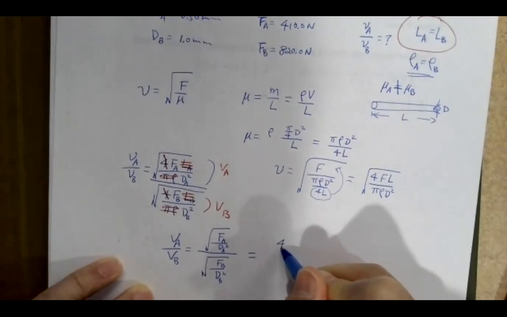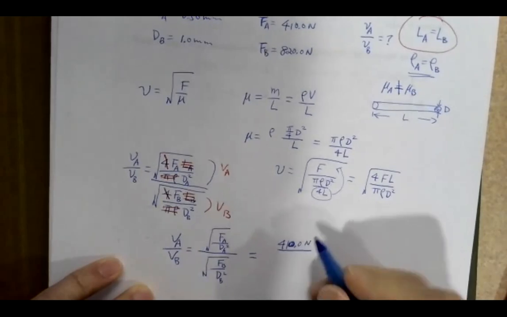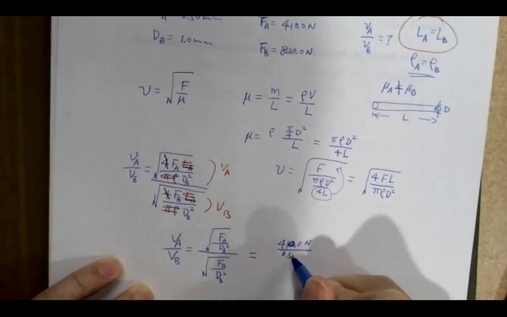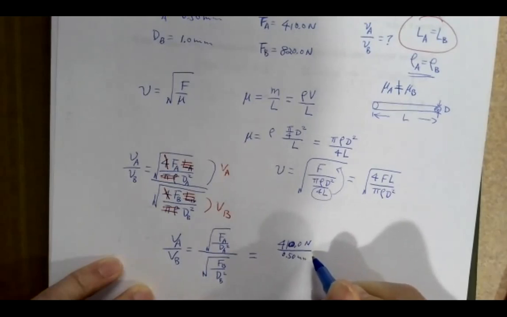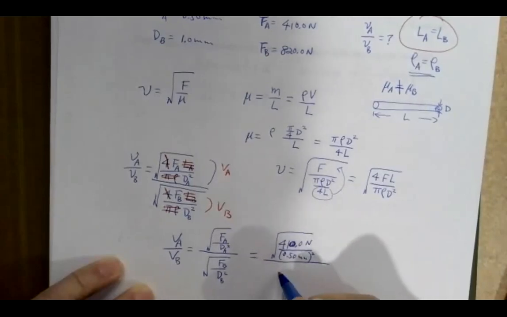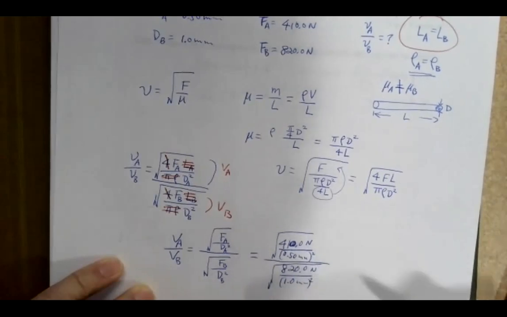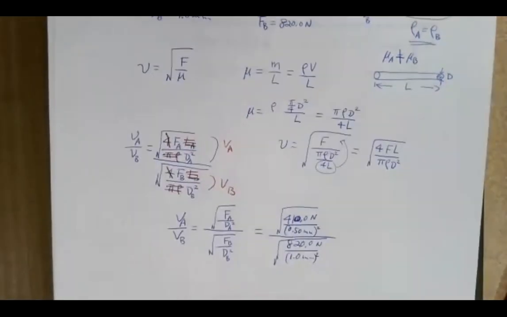Okay. So FA is 410.0 newtons divided by 0.5 millimeters squared. This is the square root there. And in the bottom here, 280 divided by 1.0 millimeter squared, and then square root.